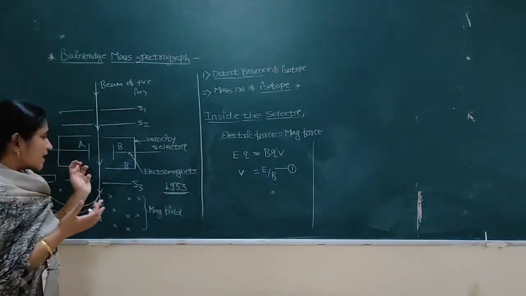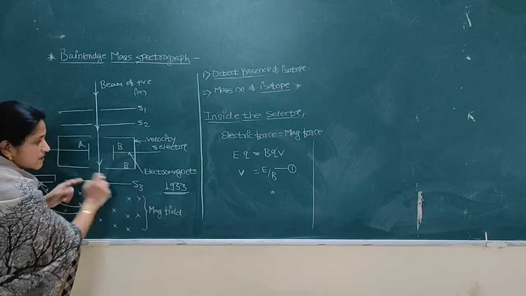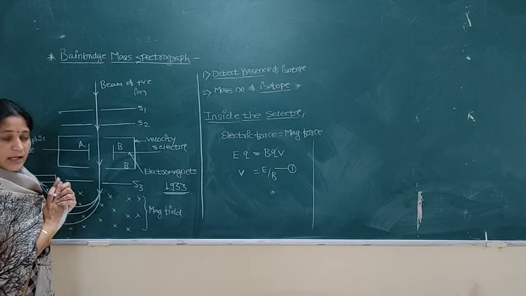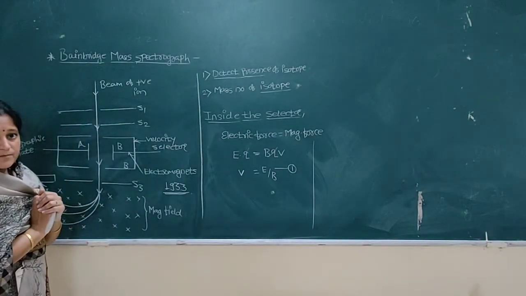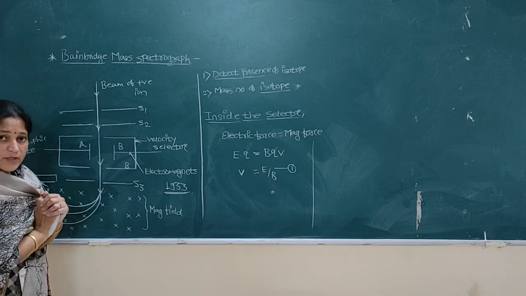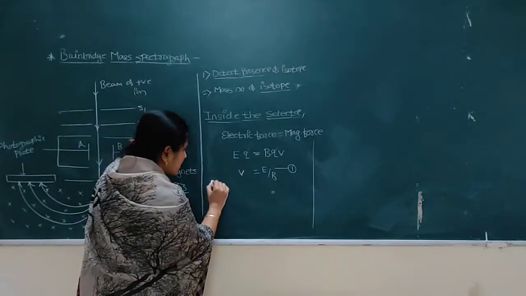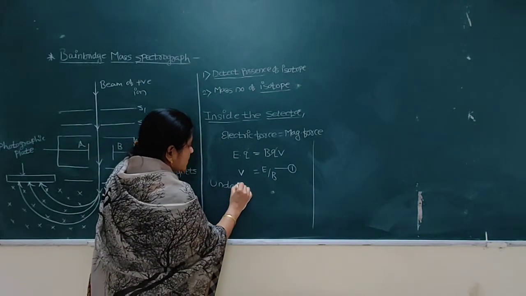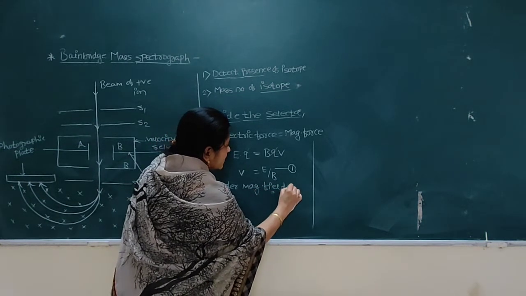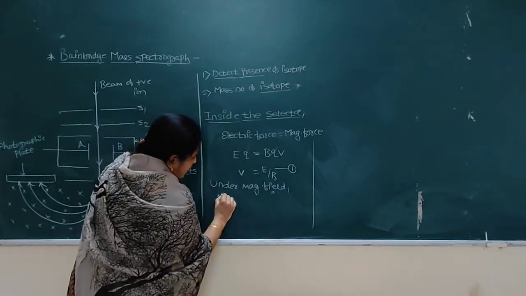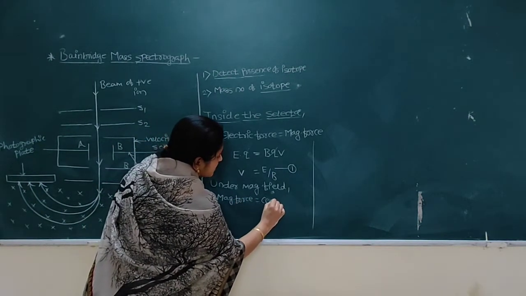Now after that, the ions again pass through the slit S3 and enter the uniform magnetic field. Under the influence of this magnetic field, we can write that the magnetic force is equal to the centripetal force.